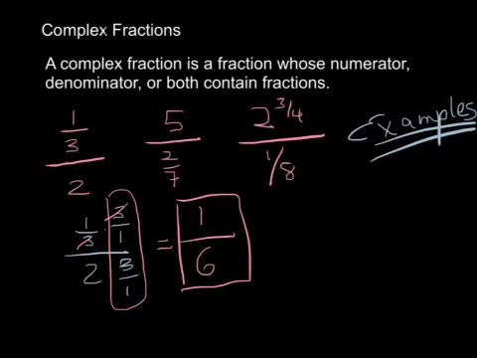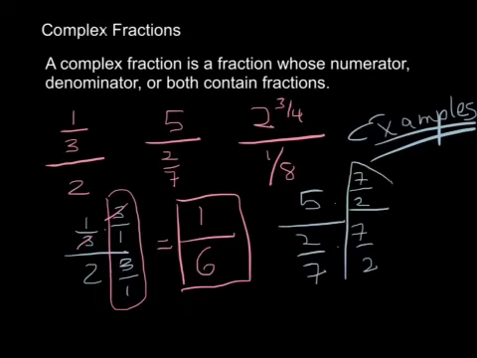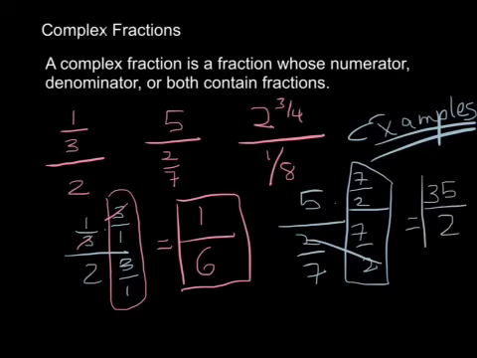Let's take a look at our second fraction, 5 over 2/7. So the reciprocal of 2 over 7, our fraction in the denominator, is 7 over 2. So we're going to multiply the numerator and the denominator of our fraction by 7/2 over 7/2. This becomes 1, and we will get 35 over 2 over 1. And so we have simplified our fraction.